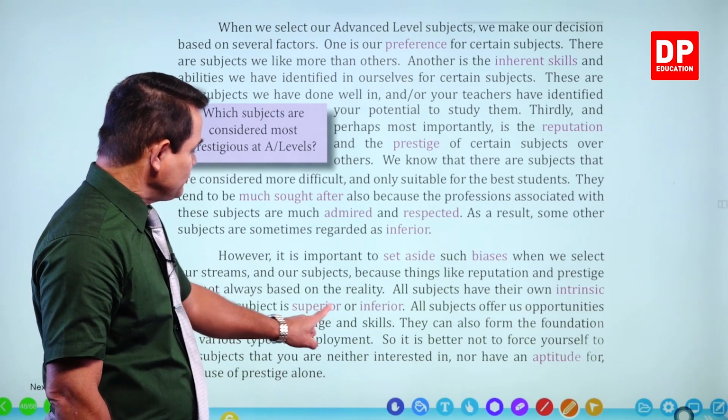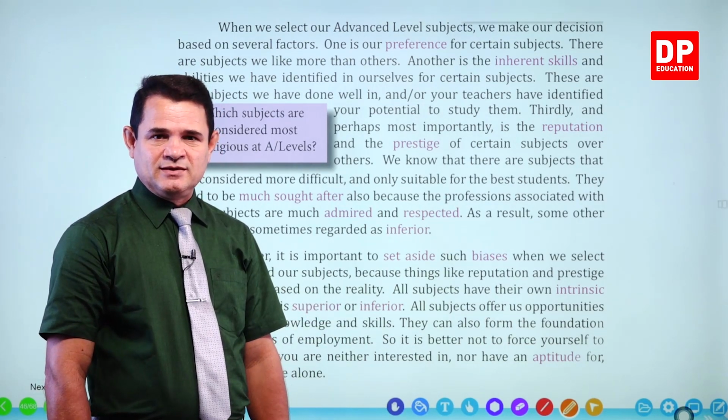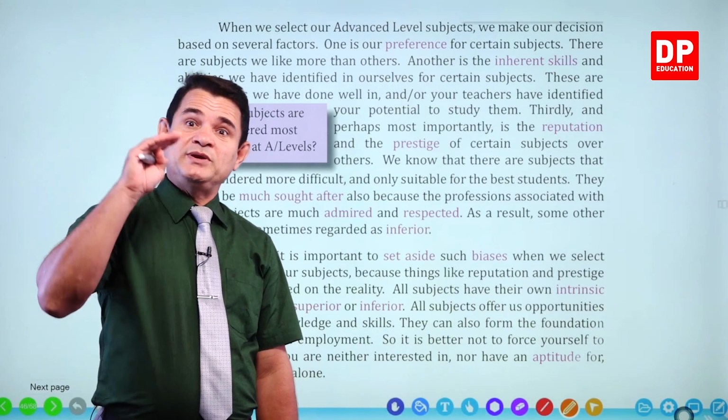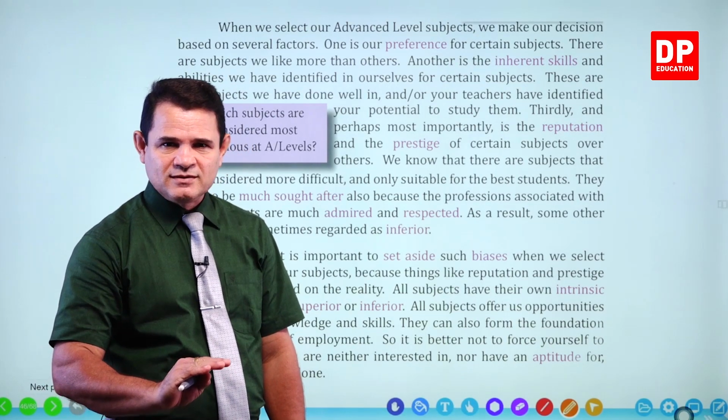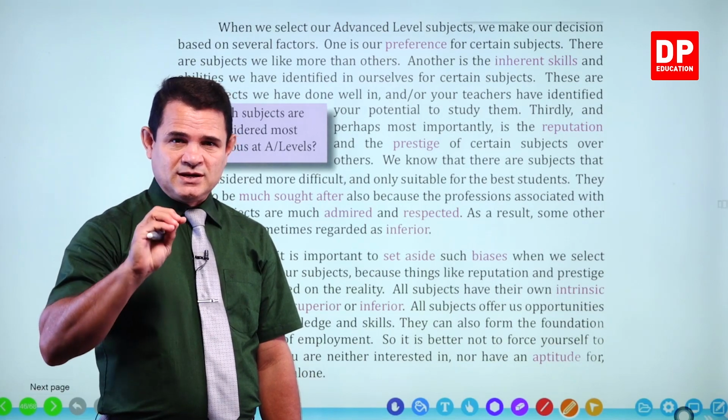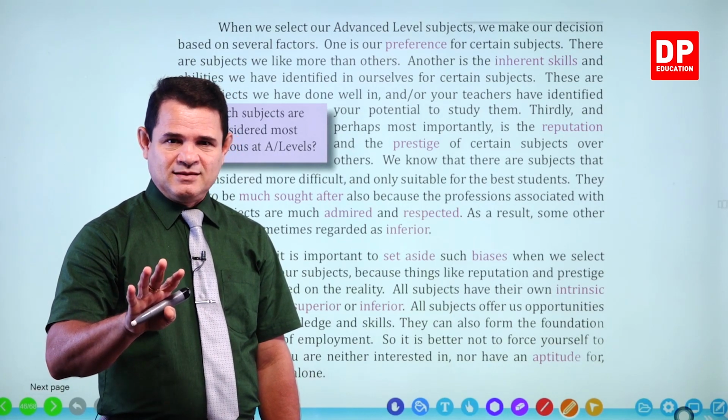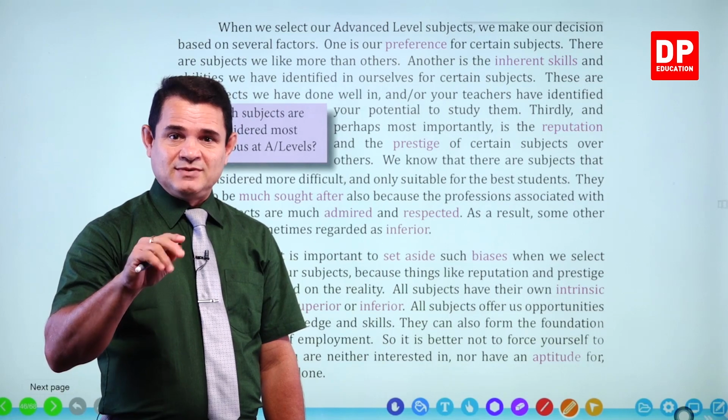No subject is superior or inferior. It is not that one subject is superior and another inferior. All the subjects are the same, equal.